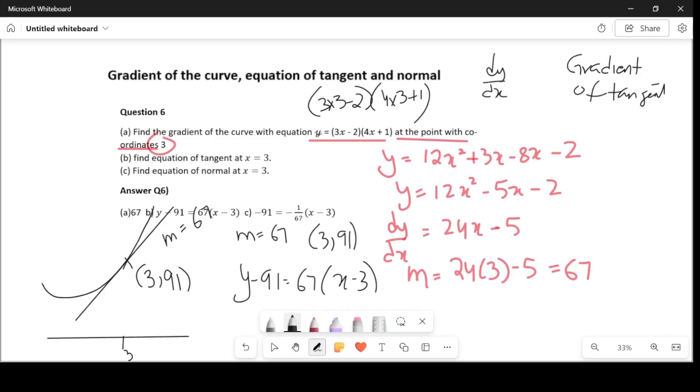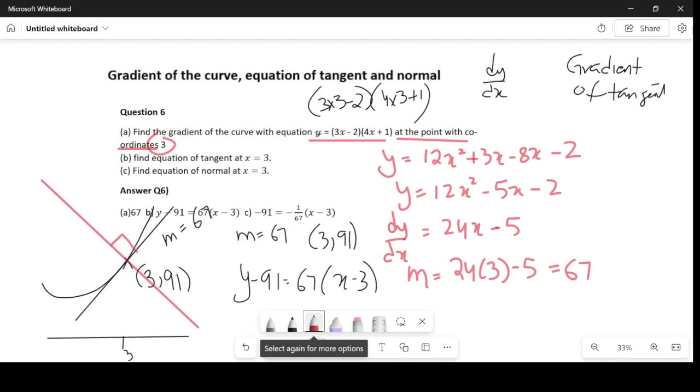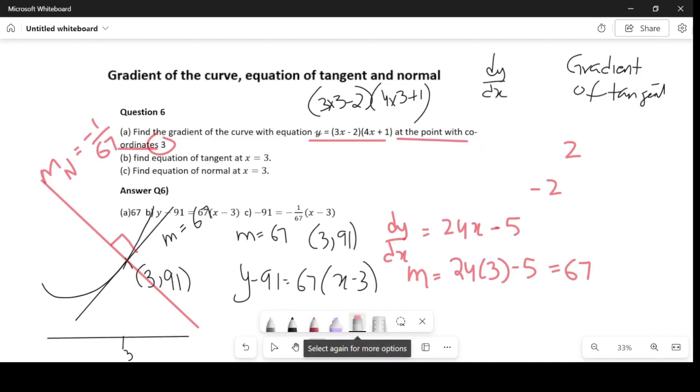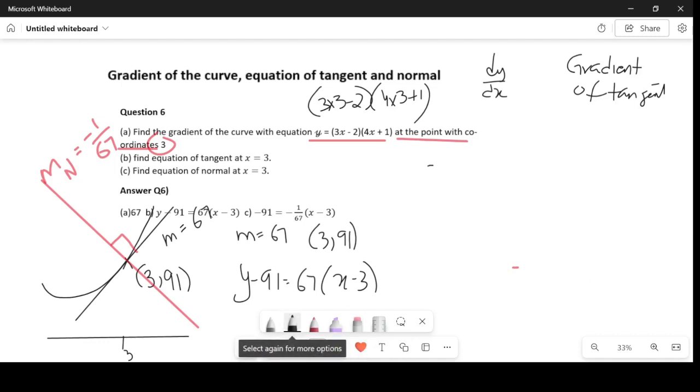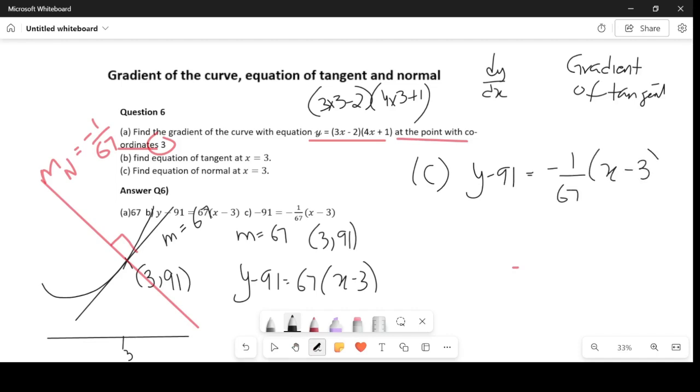Now the equation of the normal is simply the equation of the line which is perpendicular to the tangent at the same point. So if the gradient of the tangent is 67, then the gradient of the normal is going to be the negative reciprocal of that, minus 1 over 67. And we already have the point (3, 91), which also lies on the normal. So again I'm using point slope form to find the equation of the normal. That's going to be y minus 91 equals negative 1 over 67 times x minus 3.